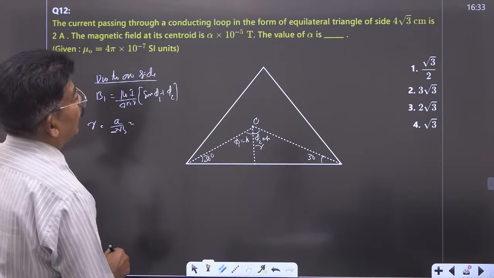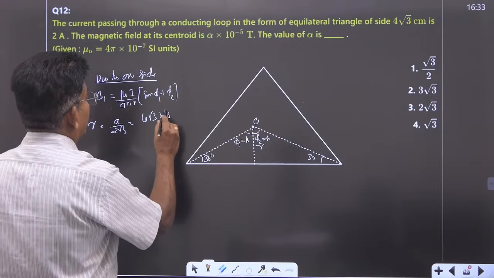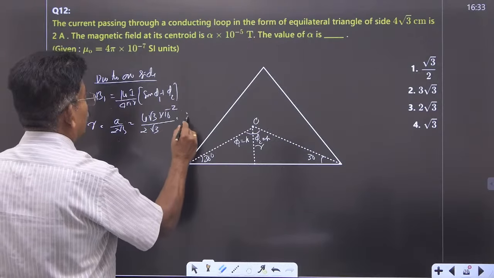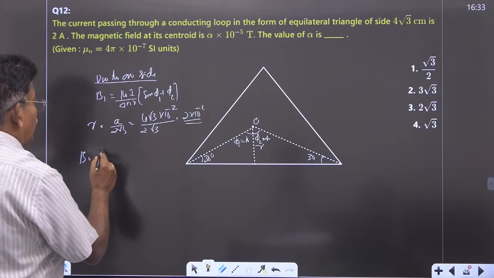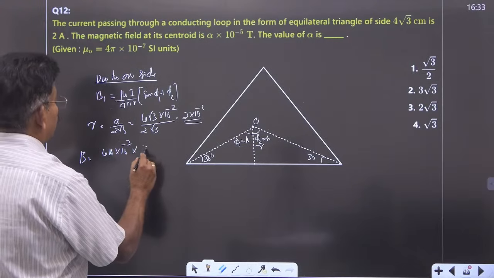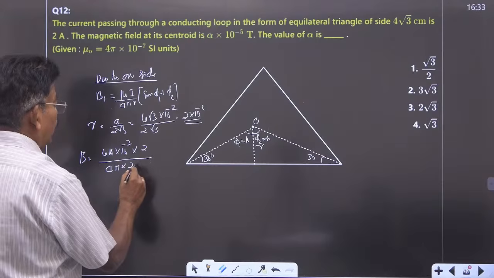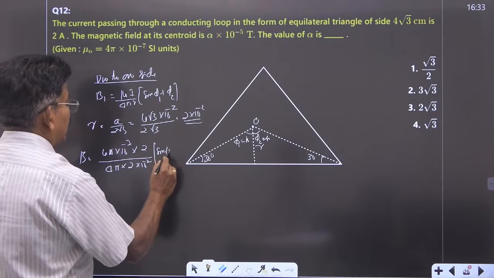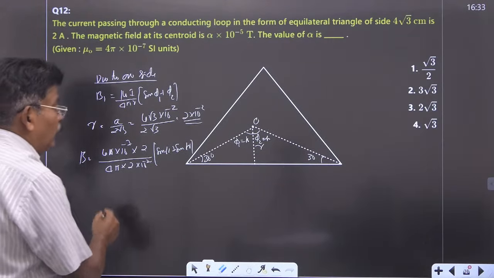Your A is coming to be how much? 4 root 3 centimeter. 4 root 3 into 10 to the power of minus 2 divided by 2 root 3 comes to be 2 into 10 to the power of minus 2. Now, magnetic field will be 4 pi into 10 to the power of minus 7 into I, which is 2 ampere, divided by 4 pi, R is given to be 2 into 10 to the power of minus 2, into (sine 60 plus sine 60). Sine 60 plus sine 60 is what? Root 3. Then we'll be getting the answer.